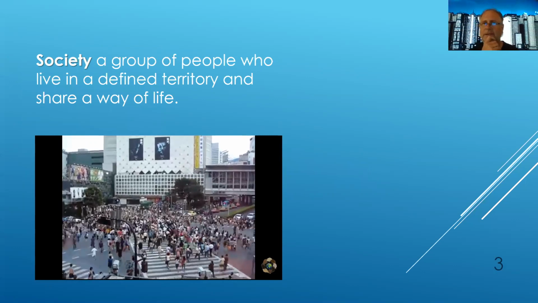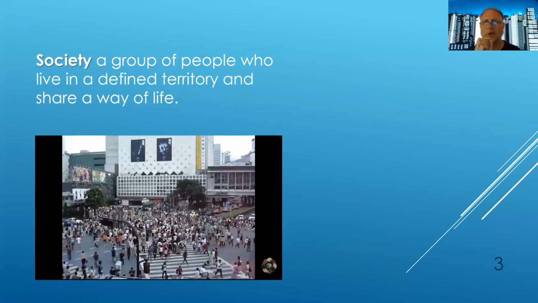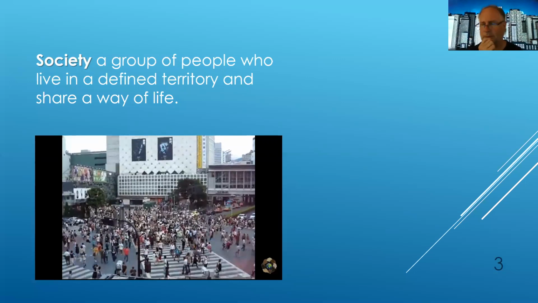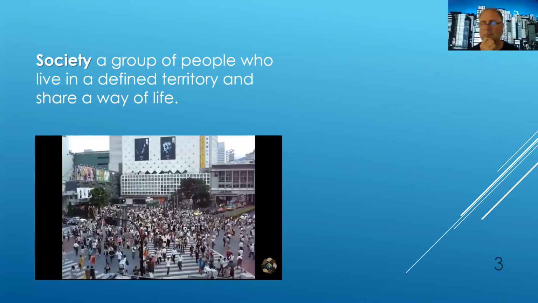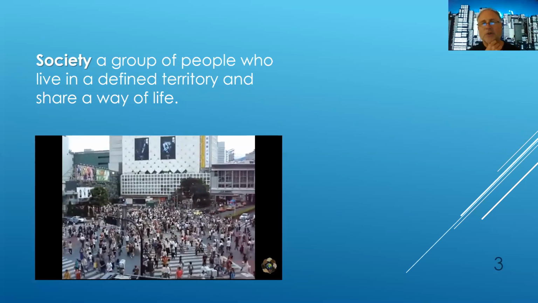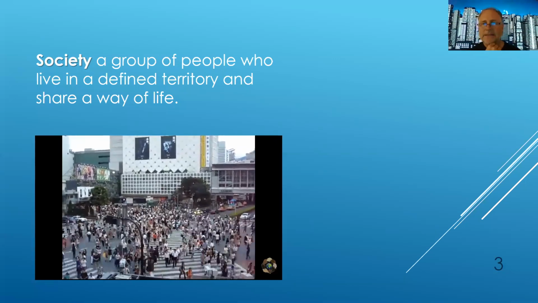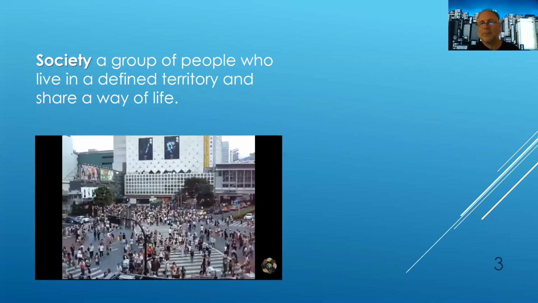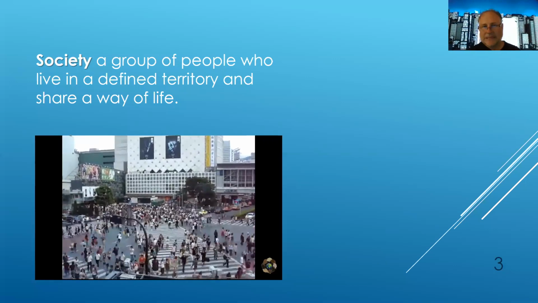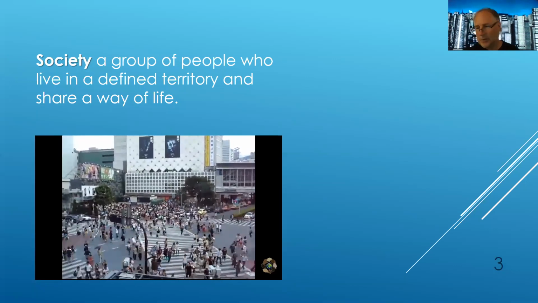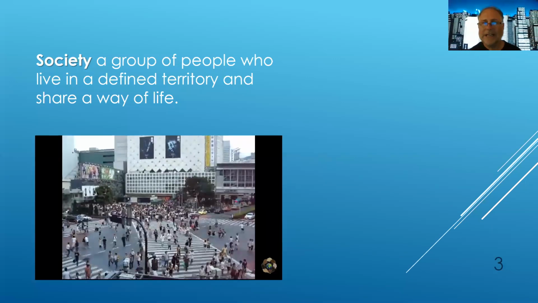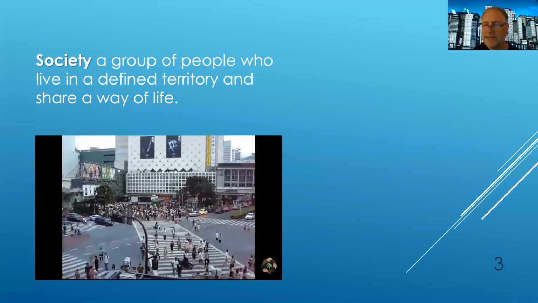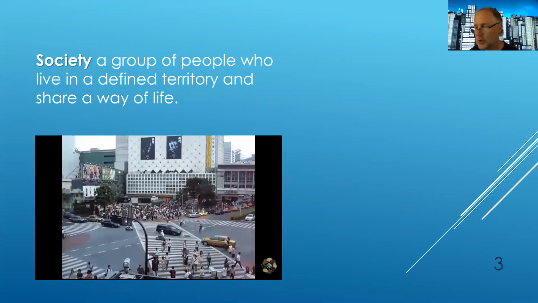Now, when we think about the people who live in a defined territory and share a way of life, who are the people? Well, the people would include your family, your friends, your classmates, your work colleagues, and even your neighbors. And of course, it would include other people's friends and family and coworkers and neighbors and so on and so forth. So as you can see, in sociology, we focus not necessarily on individual people, but on groups of people.